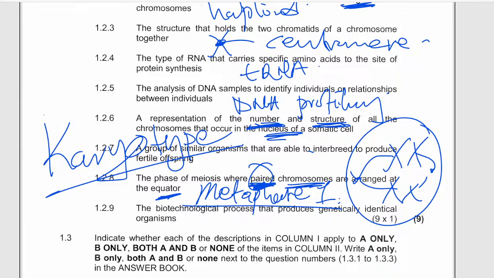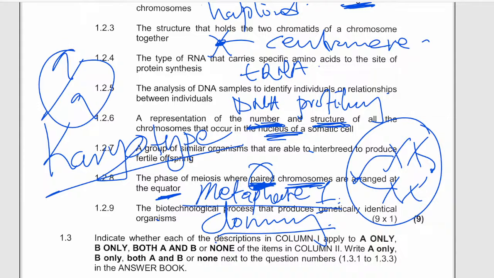Is it clear? Then they're saying the biological process that produces genetically identical organisms. We said it: cloning. So guys, I think you got it right. Who got 9 out of 9? Guys, let's be honest.